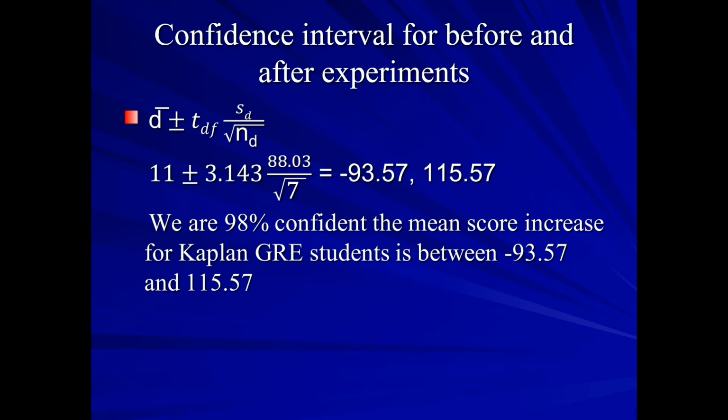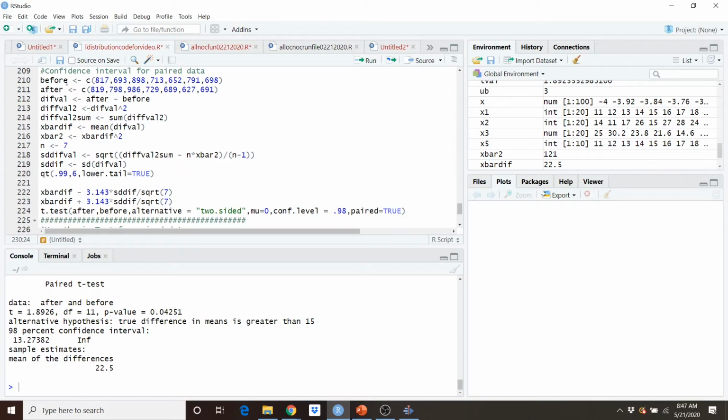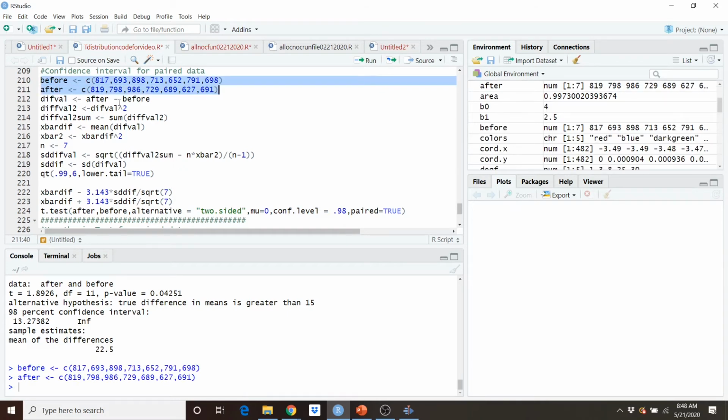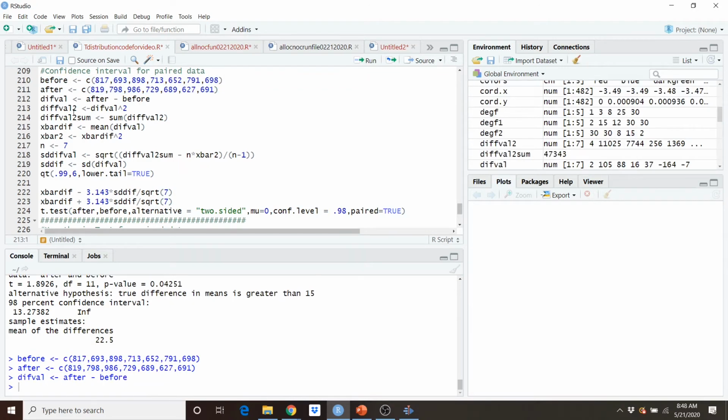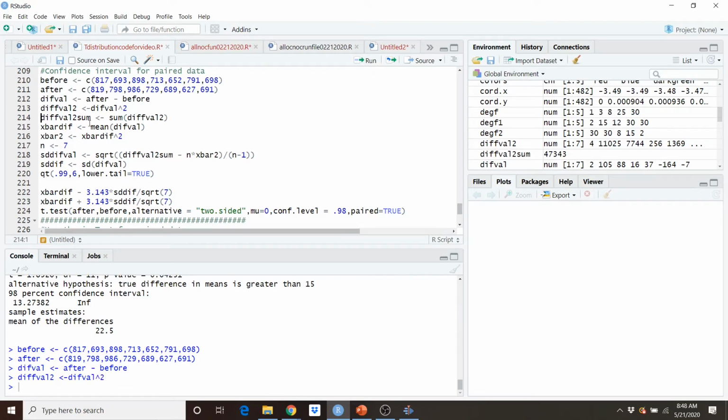So how might we do this in R? Well, let's take a look. Okay, so here I've got my before and my after. I've listed them, I've concatenated these, and I'll run these. Now my difference value, I've used after minus before. And what I've called diff val 2 is the squared differences. Remember, I need to square these for the standard deviation. And now, diff val 2 sum is just going to be the sum of these squared values.